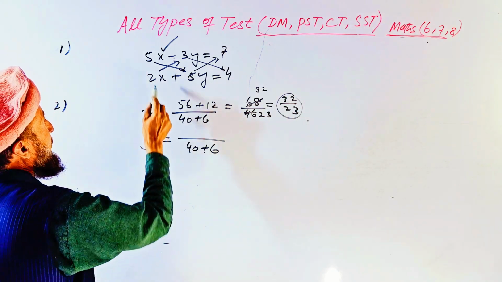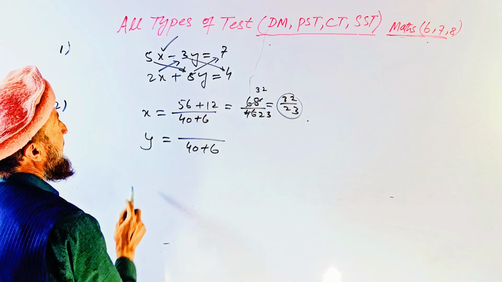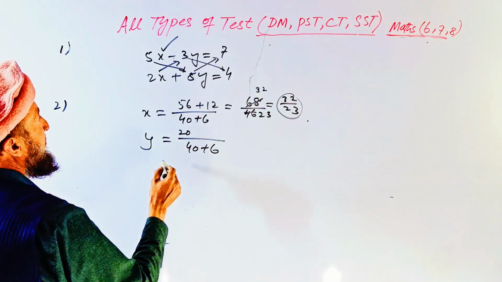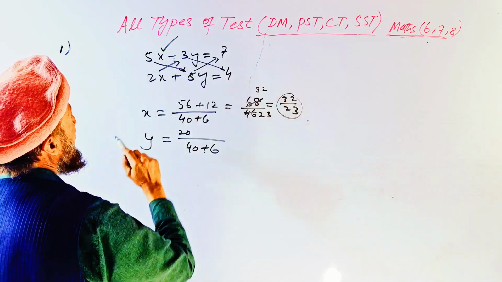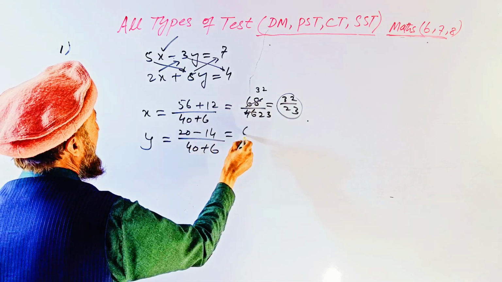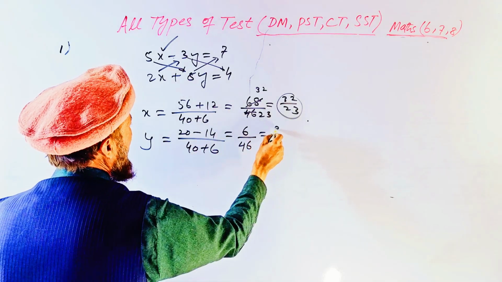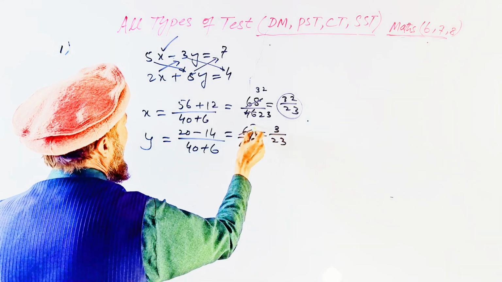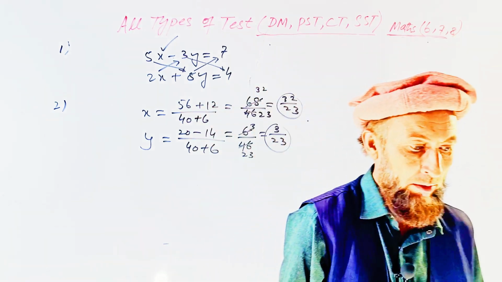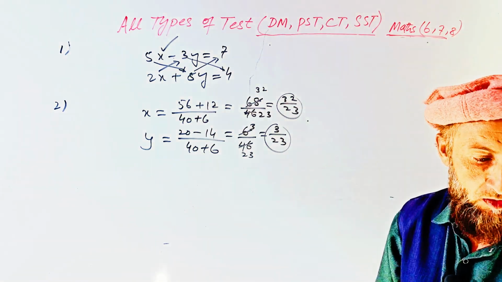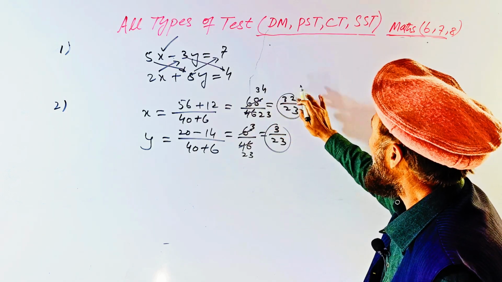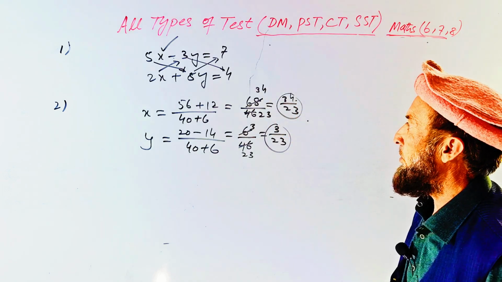Similarly, we find the other result: 5 multiplied by 4, we get 20, and 2 multiplied by 7, 14. So we get 6 divided by 46. So we cancel this one, and we get 3 divided by 23. This one is 34, sorry, this one is 34. We cancel these to each other. So this is the answer.